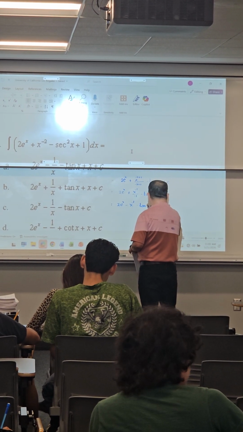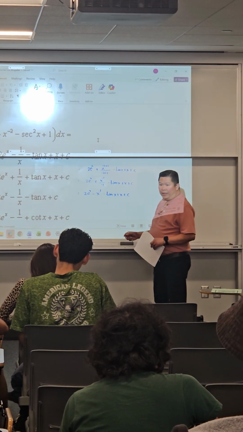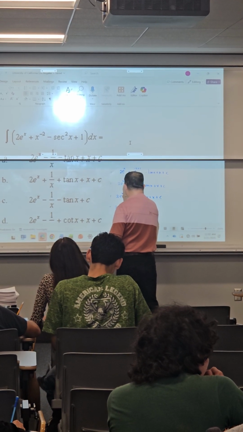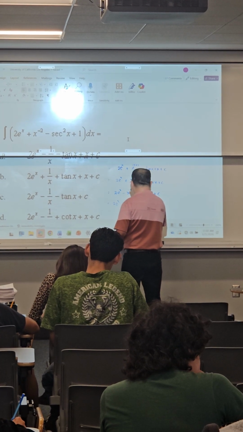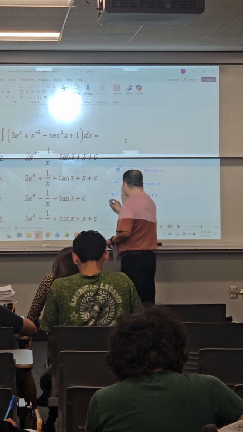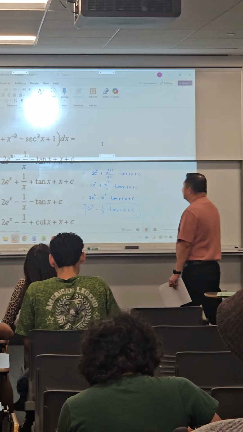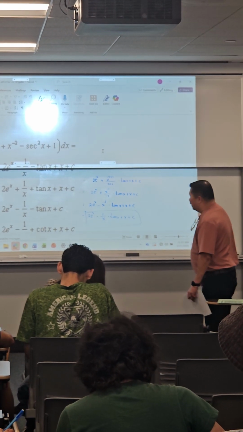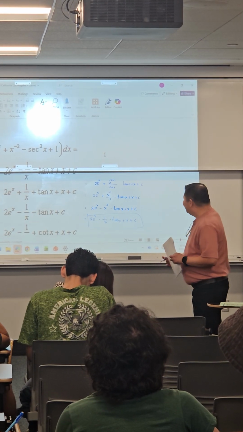plus x plus c. And then what to do with this? Bring this down or flip. Okay? So we say 2e to the power of x minus 1 over x minus tangent x plus c as the final answer. Any question? What letter is that? I cannot see. So it's going to be letter A, right? Letter A.